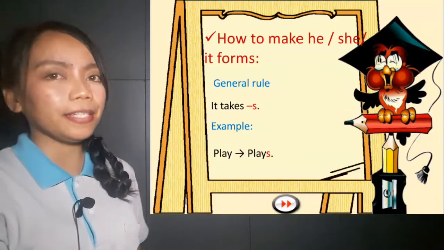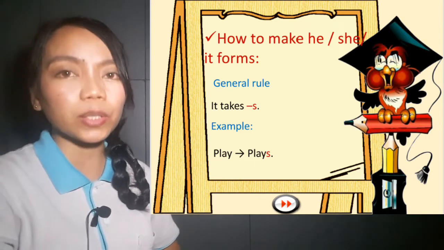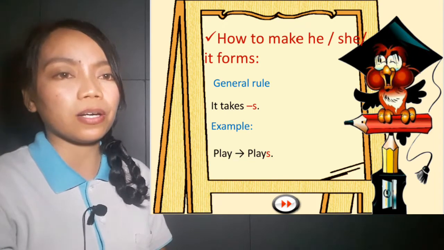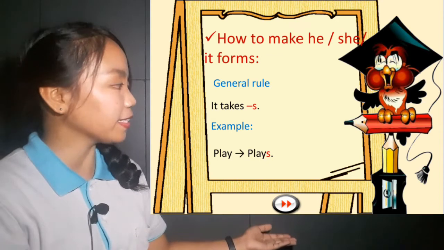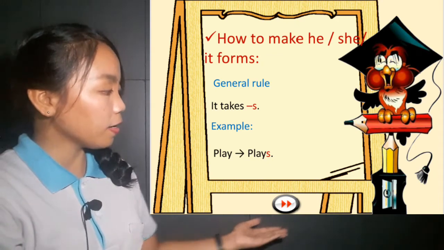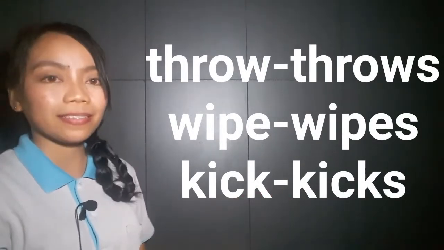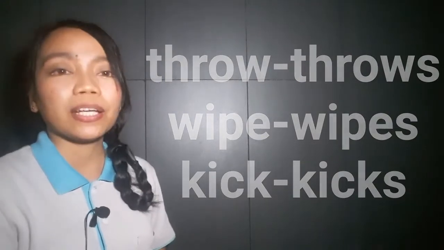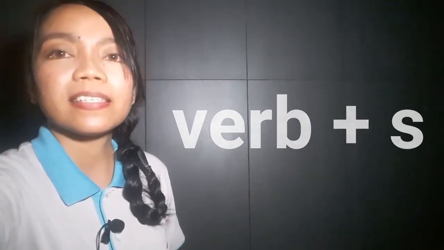So how do we make the he, she, it forms? What if the subject is singular? For most verbs, if the subject is singular, we just put S. Like play, plays. Another example, throw, throws. Wipe, wipes. Kick, kicks. Remember again, if the subject is singular, what will we add to the verb? S, very good.